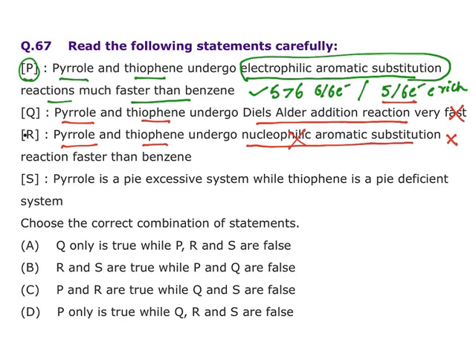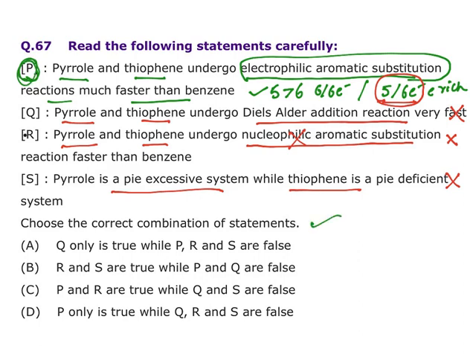This is wrong. Now, pyrrole is a pi excessive system while thiophene is pi deficient. No, both of them have 5 atoms and 6 electrons. Both of them have an equal pi system. So this is not true. So among all these things, only option P is right and Q, R, S are false.